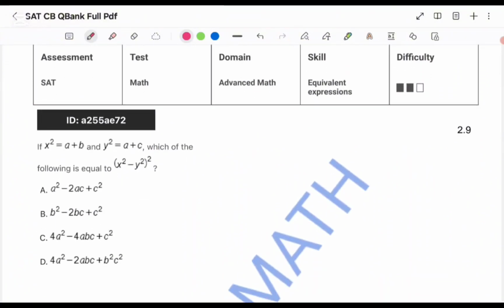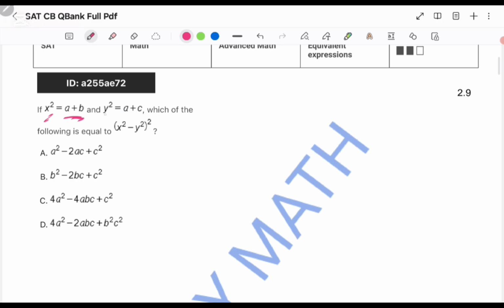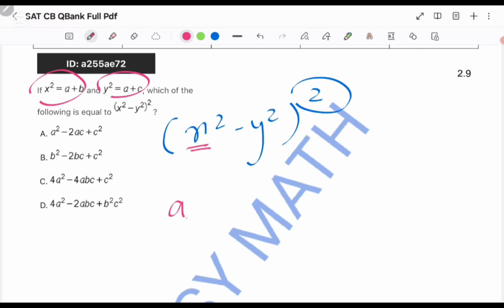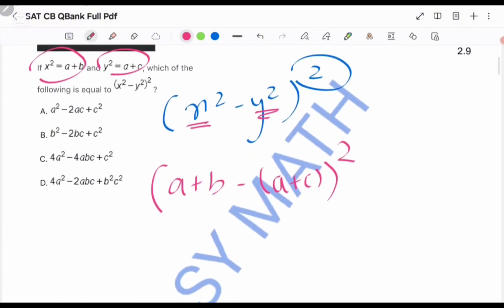We have this question where it says that if x squared is equal to a plus b and y squared is equal to a plus c, which of the following is equivalent to this? So basically, they're just giving you some keys that you can use to substitute in x's and y's here so that you can end up with something that is relatable to any of these multiple choices. So we have x squared minus y squared, all squared. You can ignore this for now. Let's just substitute with what they've already given. X squared is equal to a plus b. So instead of this, I will write a plus b. And instead of y squared, I'm going to write negative a plus c. All of this is squared, of course.